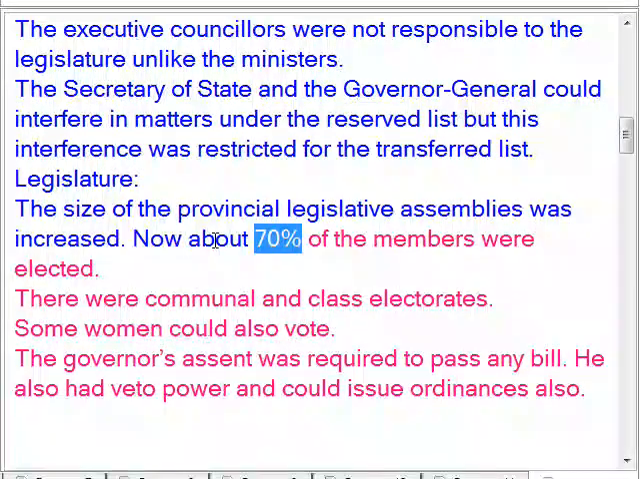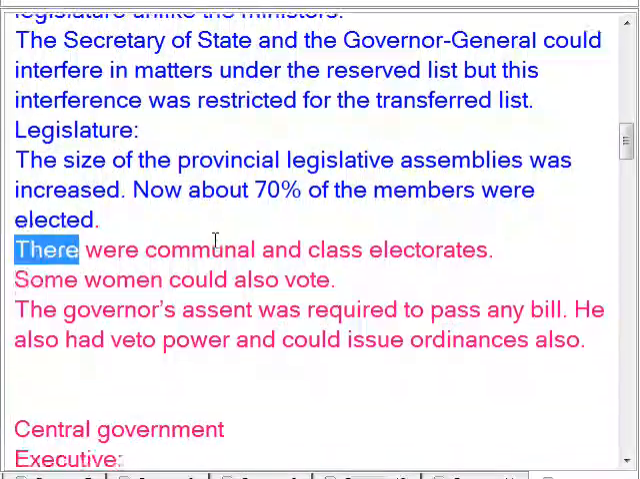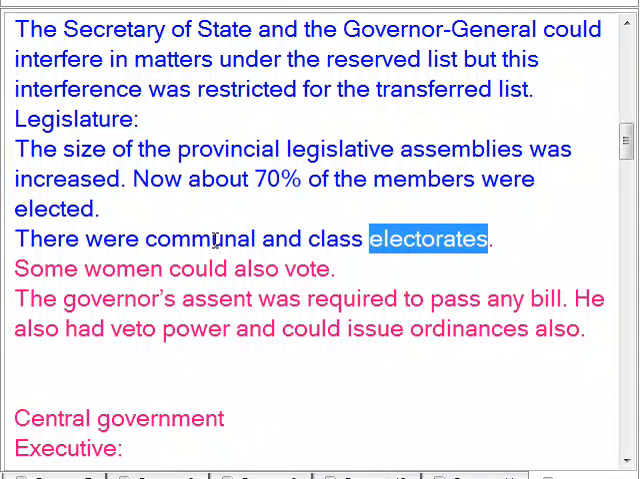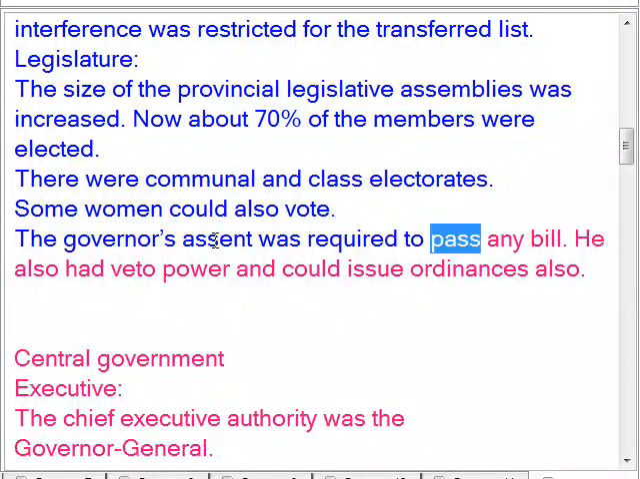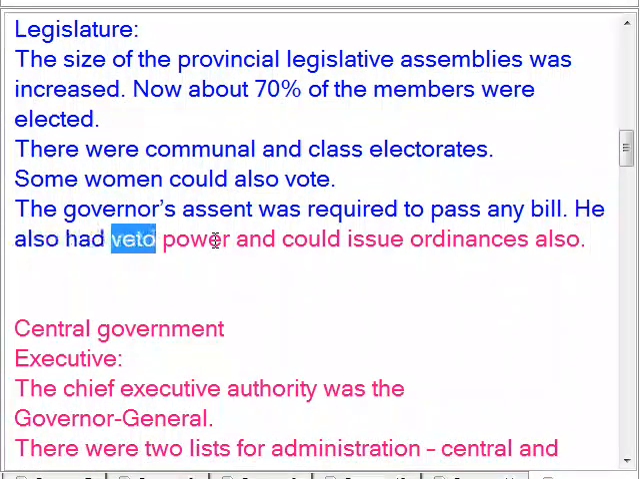Legislature: the size of the provincial legislative assemblies was increased. Now about 70% of the members were elected. There were communal and class electorates. Some women could also vote. The governor's assent was required to pass any bill. He also had veto power and could issue ordinances also.